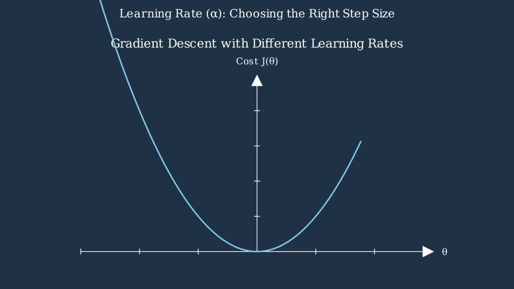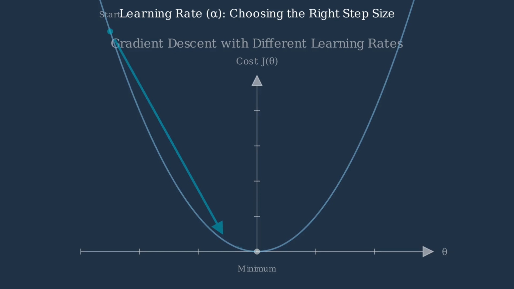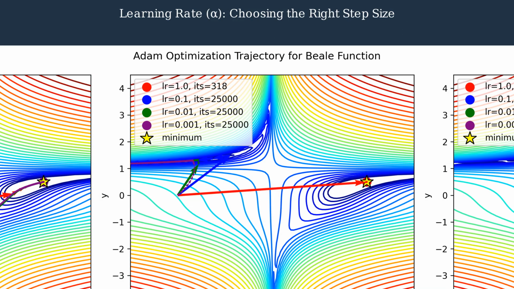let's visualize gradient descent on a simple quadratic function. With a learning rate that's too large, we take big steps that cause us to overshoot the minimum. With an optimal learning rate, we make steady progress toward the minimum, converging efficiently. In more complex optimization landscapes, the impact of learning rate becomes even more crucial. Here we see the Adam optimizer with different learning rates navigating the Beale function.